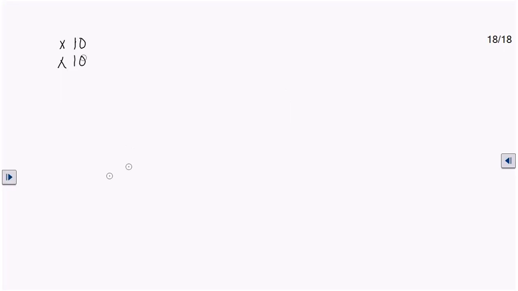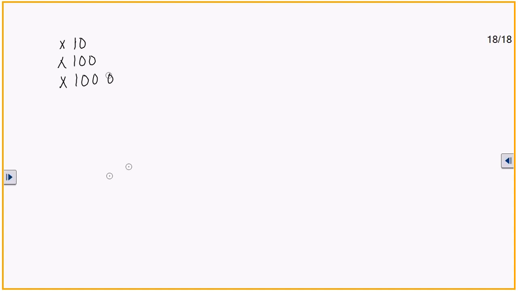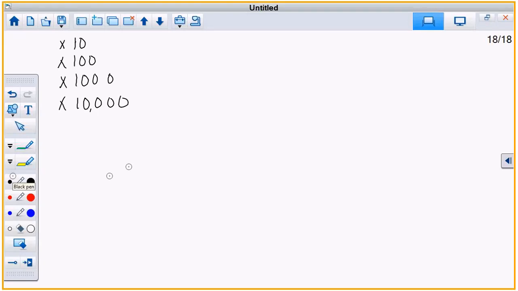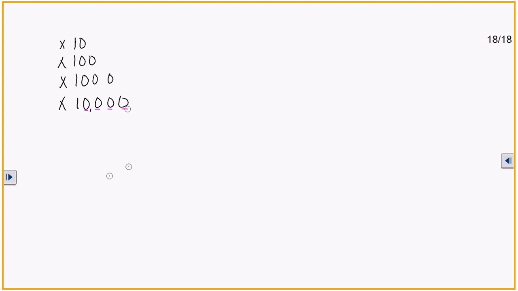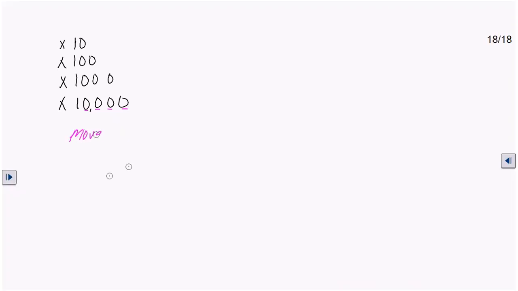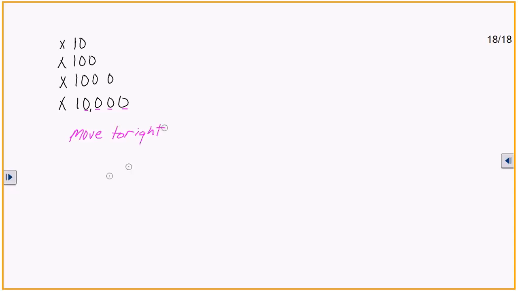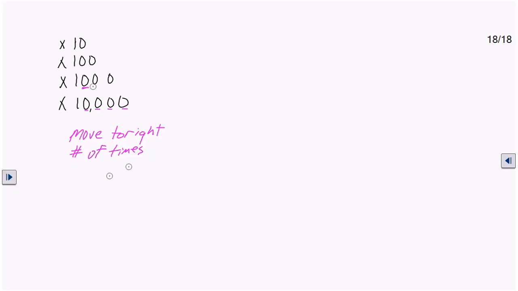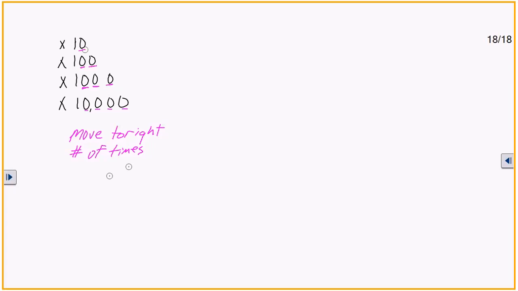When we multiply by 10, multiply by 100, multiply by 1,000, and so on, what is the rule? The rule is you count the number of zeros, and then you move to the right that number of times. Remember doing that? So if I have 4 zeros, I move to the right 4 places. If I have 3 zeros, I move to the right 3 places. 2 zeros, 2 places. And 1 zero, I move to the right 1 place.